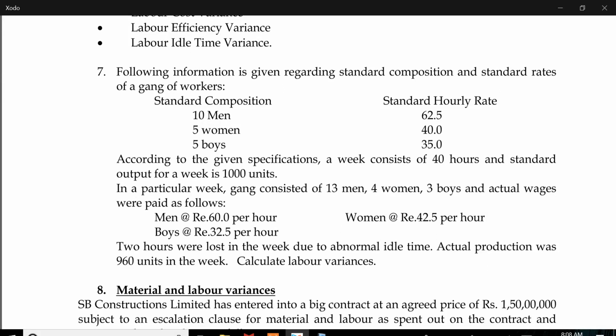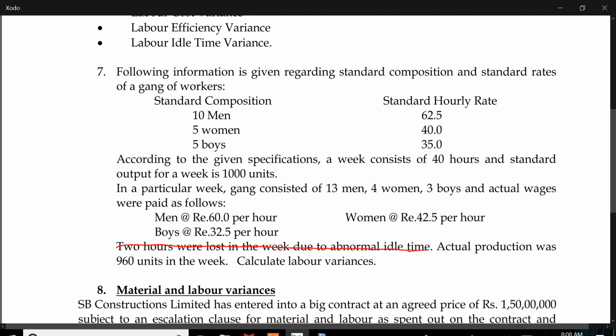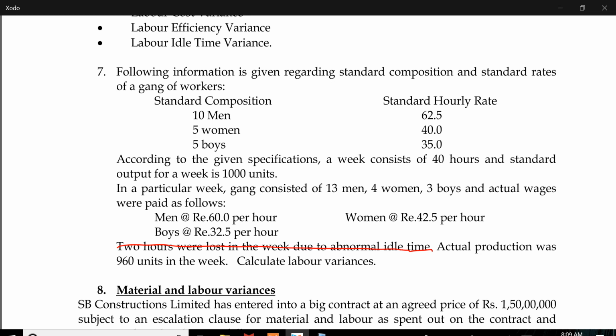Go through the question. I'm removing this part of the question. We'll do without idle time. Please, friends, take time to read the question. If you don't read the question, you end up making silly mistakes. Please go through the question.